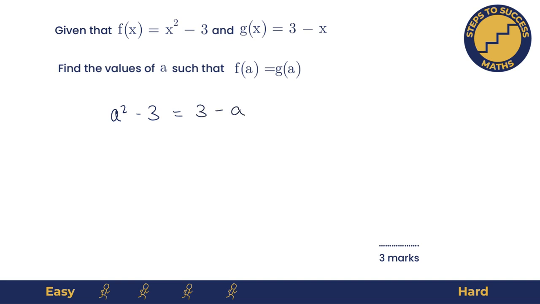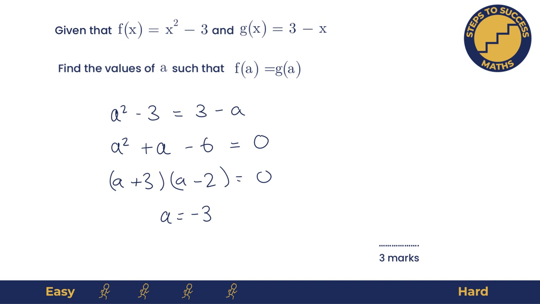Now it's got an a squared in it, so it's a quadratic equation, and we want that to be equal to 0. So if we rearrange it a little bit, we've got a squared plus a take away 6 is equal to 0. And then we can factorise this. a at the start of both brackets. We want a positive 1a in the middle and negative 6 at the end. So if we use plus 3 and take away 2, that's going to give us what we need. So our answers are a equals negative 3 and a equals 2.